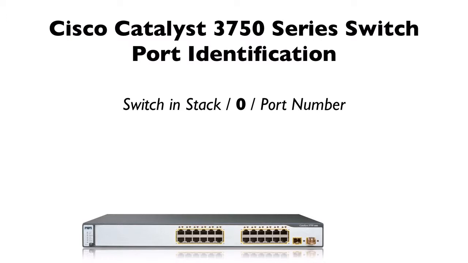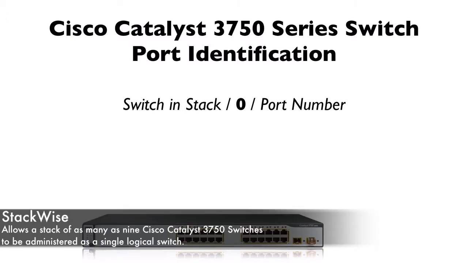And the port numbering is going to vary depending on your switch model. I thought we would consider a couple of different switch models. Here is a Cisco Catalyst 3750 series of switch. And the way the port numbering works is we've got three different numbers that identify the port number. First of all, we need to understand that the Cisco Catalyst 3750 series of switch supports a feature called StackWise. We can connect as many as 9 of these switches together.